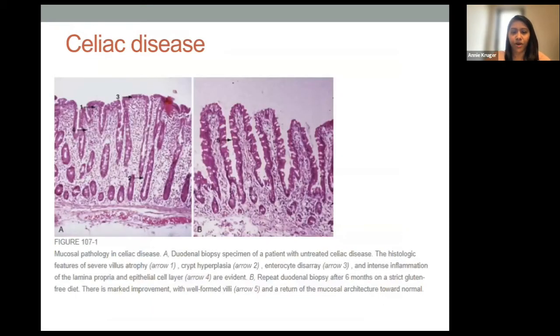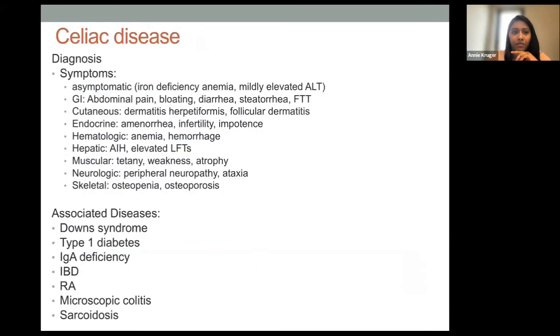All right, so duodenal biopsy specimens. This is when you have untreated celiac disease. So, here you see basically the blunting of these villi as opposed to what they should be looking like on the right when they're normal. Most common symptoms are diarrhea, obviously bloating, steatorrhea, in some cases abdominal pain.